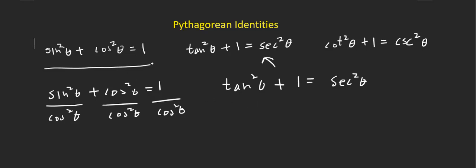So all you've got to do is memorize sine squared theta plus cosine squared theta equals 1. And you can derive these two identities, whether by dividing everything by cosine squared theta or everything by sine squared theta.